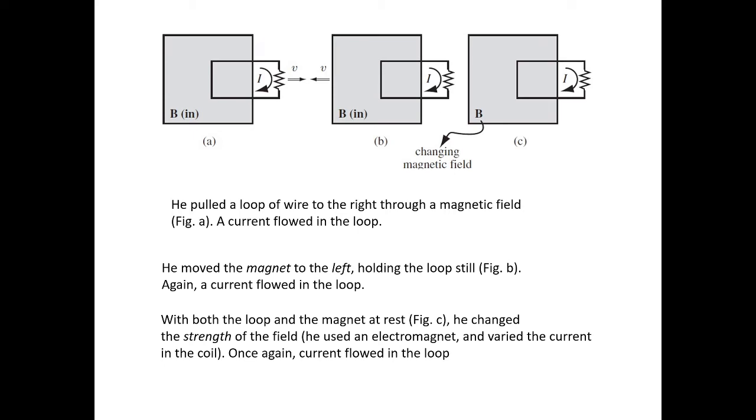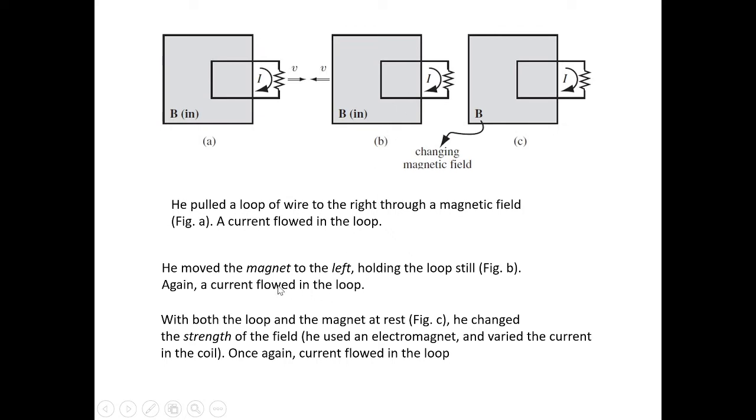From this figure, we can see that in figure A, Faraday pulled a loop of wire to the right through the magnetic field. Then a current flows in the loop. Second condition, he moved the magnet to the left, holding the loop still. Again a current flowed in the loop.